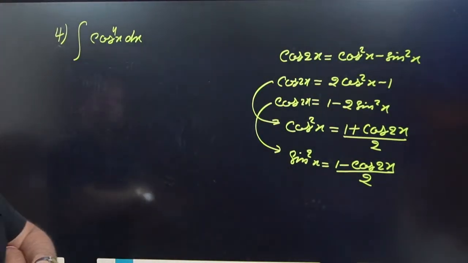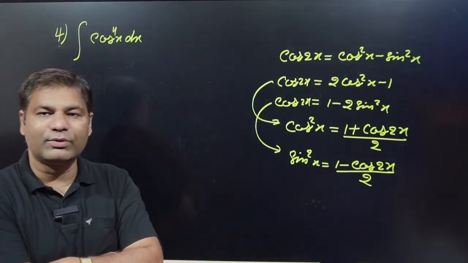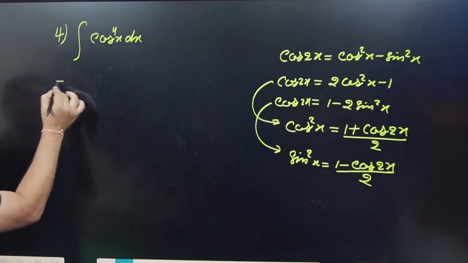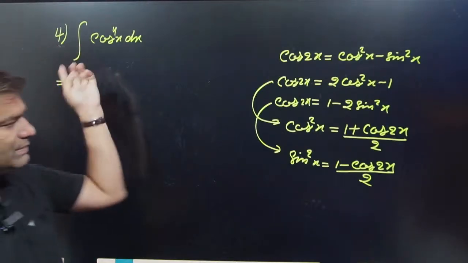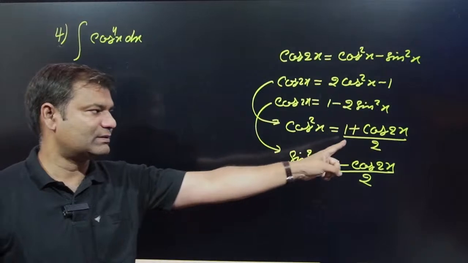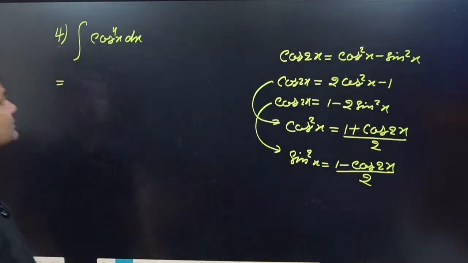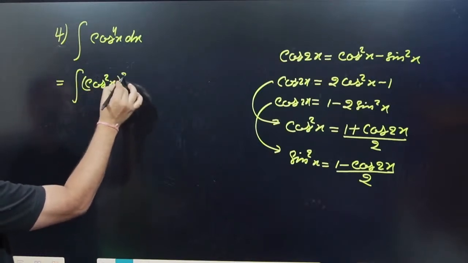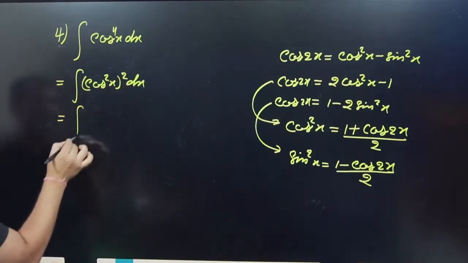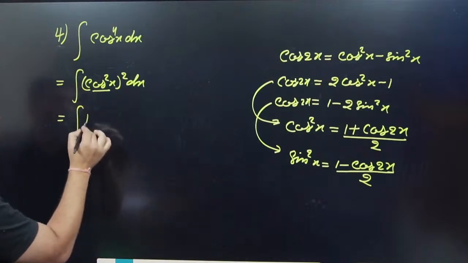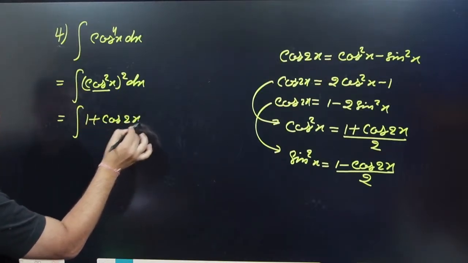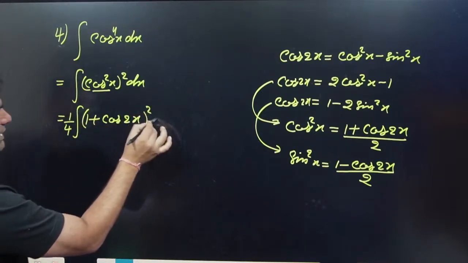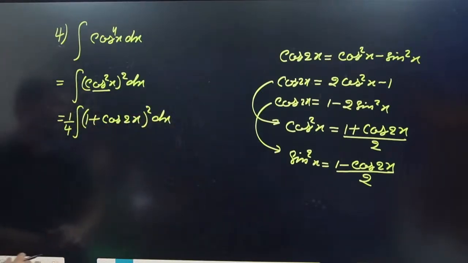Here, integration of cos x to the power 4 dx. How can we solve this type of problem? Simply use this type of formula. So it is written as cos square x to the whole square dx, and this is replaced by 1 plus cos 2x divided by 2 to the whole square, so that is 4 to the whole square dx. Also clear?